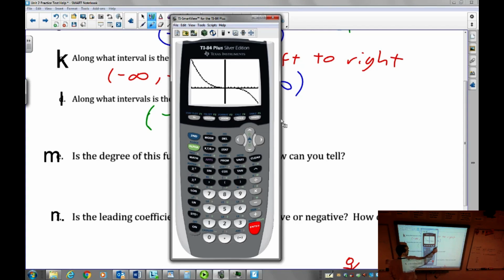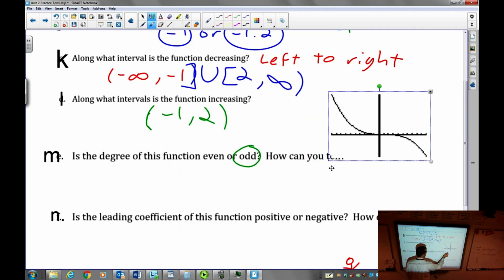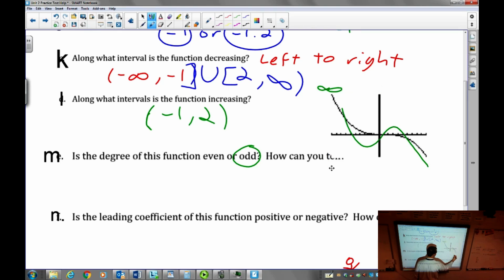Yeah, so do you see? This is kind of like that graph up there because it goes down, then up, then down. And so that means that the end behavior starts at positive infinity and finishes at negative infinity, and they're different. So is the degree odd or even? Well, we're going to say, yeah, it's odd.